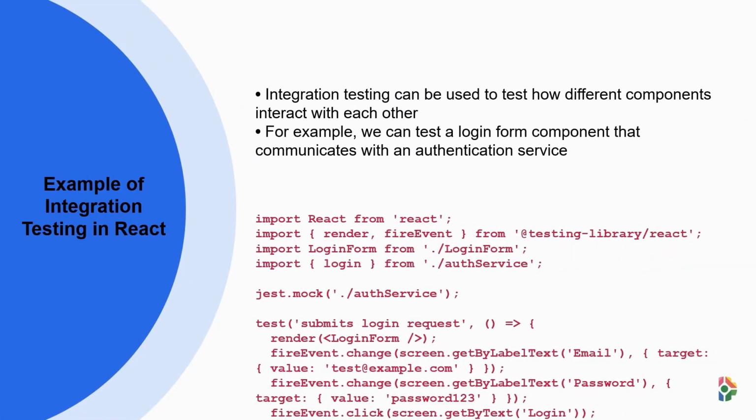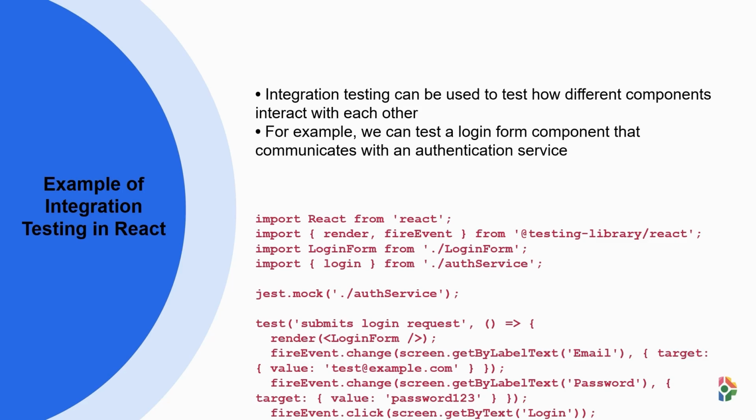Integration testing is utilized to evaluate the interaction between various components within a system. This form of testing ensures that parts like modules, services, and databases work harmoniously. A practical example is testing a login form component in a React application that connects with an authentication service.